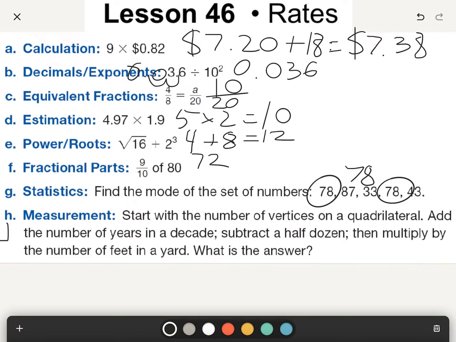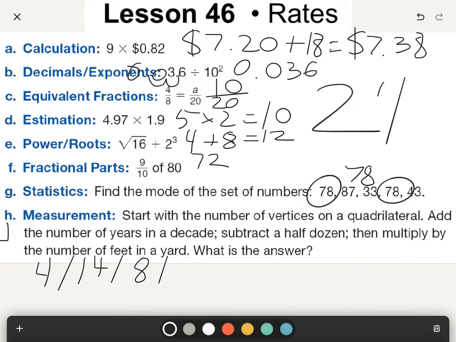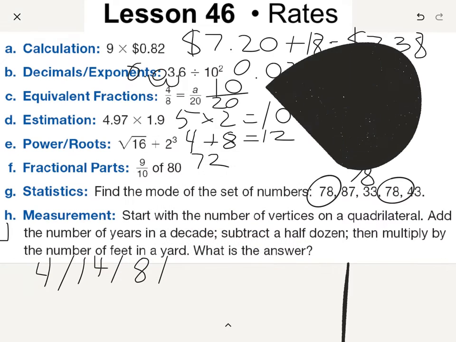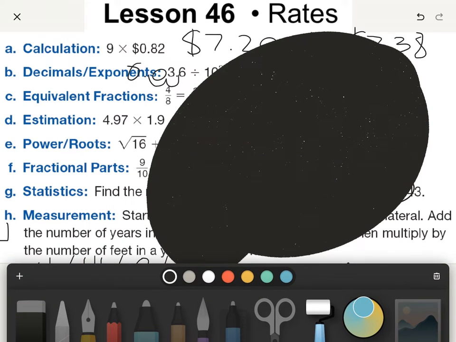Okay, start with the number of vertices in a quadrilateral. So what they're asking is how many corners are there in a rectangle, essentially. 4. Add the number of years in a decade, 14. Subtract half a dozen would be 8. Yeah, it'd be 8. Okay, sorry. Then multiply by the number of feet in a yard. Will get you 24.